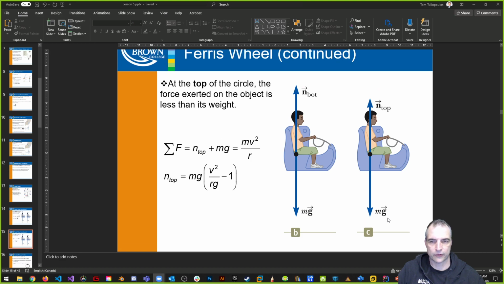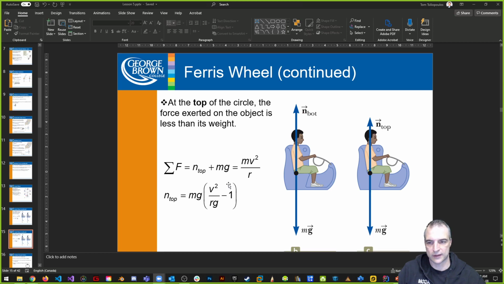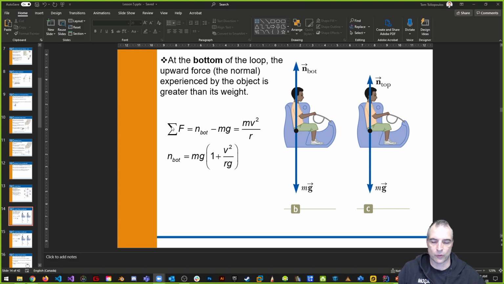So this is the top of the circle. You can see the top. And these are two angles. Take a look at the equation. So this is the equation for the bottom. The normal force at the bottom minus mass times gravity is equal to mv squared over r. So that's that centripetal acceleration equation. And then when we rearrange everything and factor out mass times gravity, we get mass times gravity times 1 plus v squared over rg. And that is the equation at the bottom.